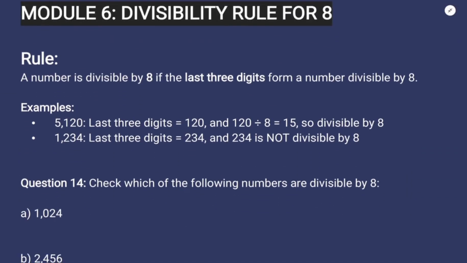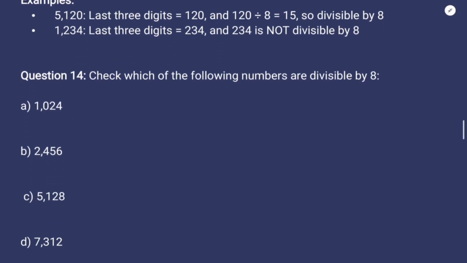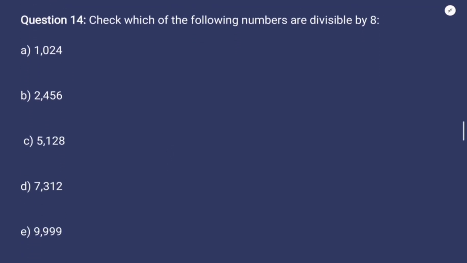Okay, so now we have the divisibility rule for 8. How do we check the divisibility rule of 8? For 8, you check the last 3 digits. For 4, you were checking the last 2 digits only. For 8, you need to check the last 3 digits. I know it will be a little bit lengthy because you will have to see the last 3 digits, but this is the rule. Okay, so we will do some practice questions.